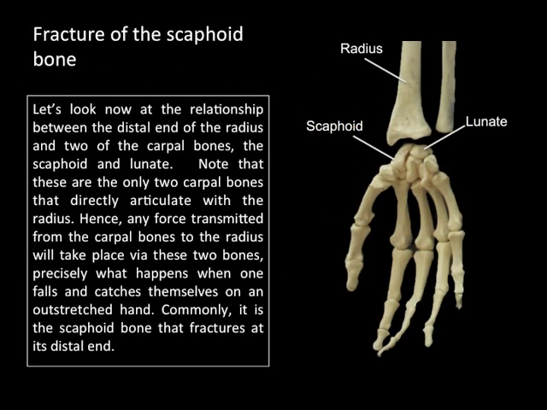Let's look now at the relationship between the distal end of the radius and two of the carpal bones, the scaphoid and lunate. Note that these are the only two carpal bones that directly articulate with the radius. Hence, any force transmitted from the carpal bones to the radius will take place via these two bones, precisely what happens when one falls and catches themselves on an outstretched hand. Commonly, it is the scaphoid bone that fractures at its distal end.